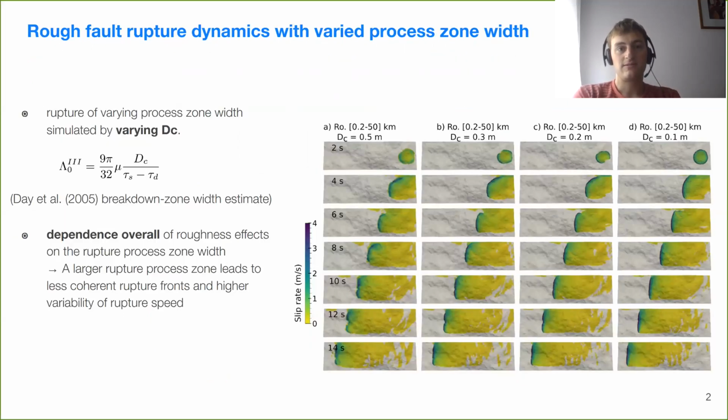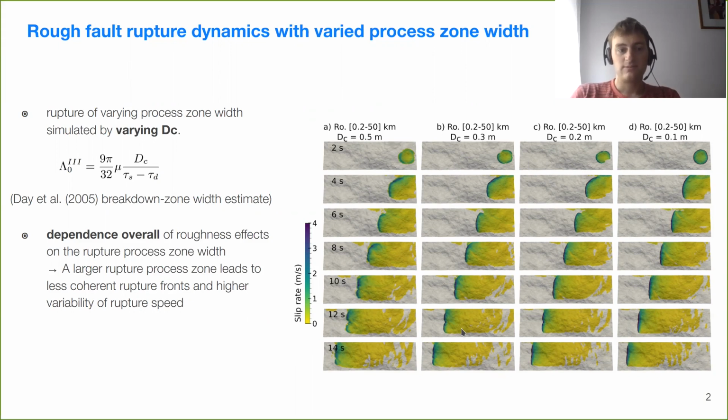And the first part of this study is about changing the process zone width and looking at the simulated ruptures. So in the framework of a linear slip weakening law, we can vary the process zone width using Dc, because the rupture process zone width is proportional to Dc. And so we change Dc to 4 different values from 0.5 to 0.1. And then we also change the prestress to get the same overall characteristics of the rupture, that is duration and magnitude. And you can see here the simulated ruptures, which are less coherent at large Dc than at short Dc.